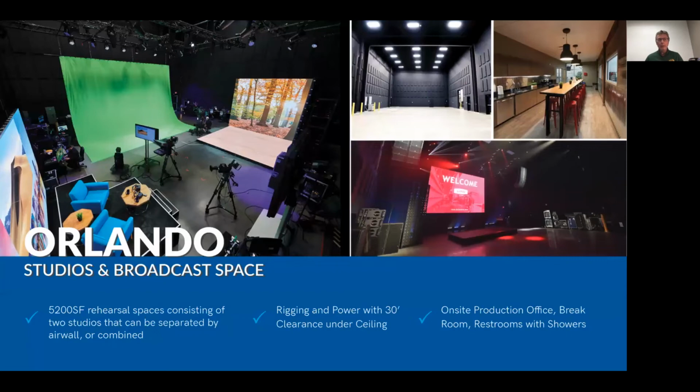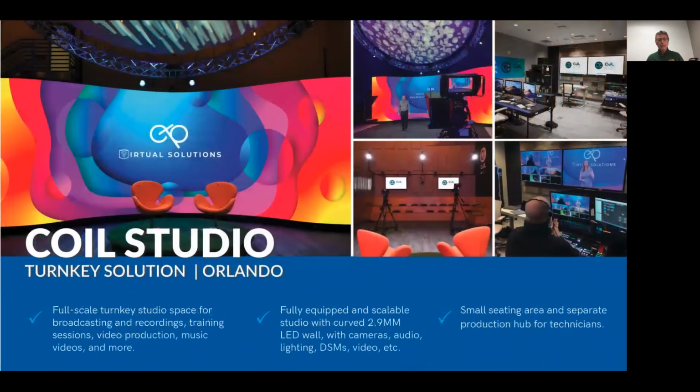Here's a look at our Orlando studio space. It's almost 6,000 square feet. And when you rent one of our studios, you get a full production office. It comes with break rooms, restrooms, kitchen, showers. It's got private entrances, so you can shuttle in CEOs, entertainment, or whatever you have. It's your own space.